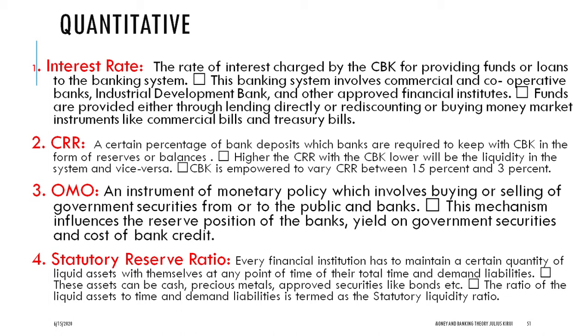So this is the ratio of liquidity of moneyness, the cash flow in the central bank. All the banking institutions must keep a liquid reserve, and this reserve must be in the form of metals, approved securities, or cash. So the ratio shows a relationship between the liquid asset to time and demand liabilities.